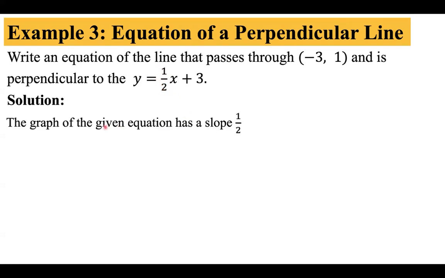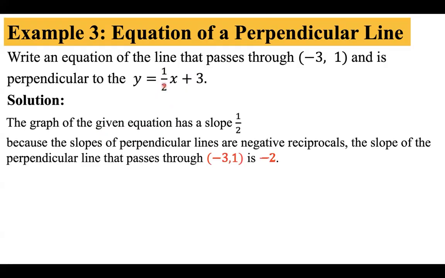So as you can see here, the graph of the given equation has a slope of 1/2. So a line that is perpendicular to this should have a slope that is the negative reciprocal of that slope. Well, the negative reciprocal of 1/2 is -2. So the new slope in this case would be -2.